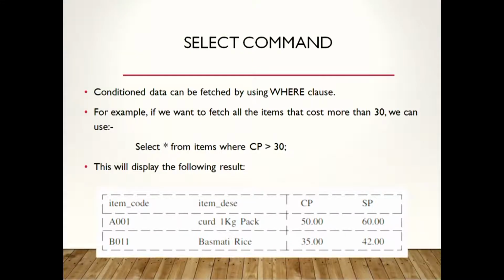Now select condition data can also be fetched by using the where clause. So when you have to filter your data, we can use the where clause. Suppose you want all the items which have their CP more than 30, then we will write select star from items where CP is greater than 30. So this is again going to give you the data in this format.